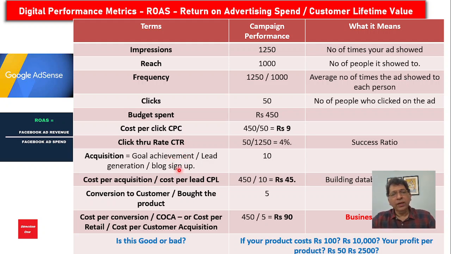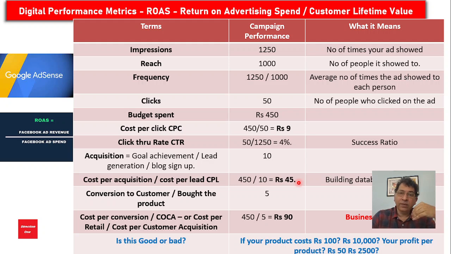Now I can get him to sign up for my weekly newsletter, where I'm trying to build a community of engaged, like-minded professionals. So let's say 50 clicks, which is 50 people who visited my site, 10 of them have signed up for this blog or newsletter or filled up a lead form, and that is where I have a lead. Now I have a CPL, which is cost per lead. 450 rupees spent, 10 people submitted their names and phone numbers. I have 10 leads, 450 divided by 10, 45 rupees is my cost per lead.